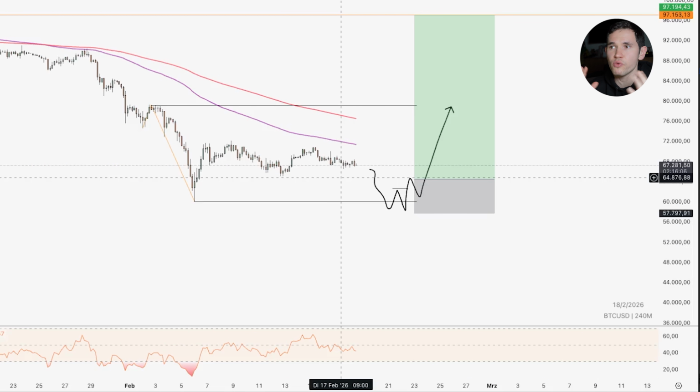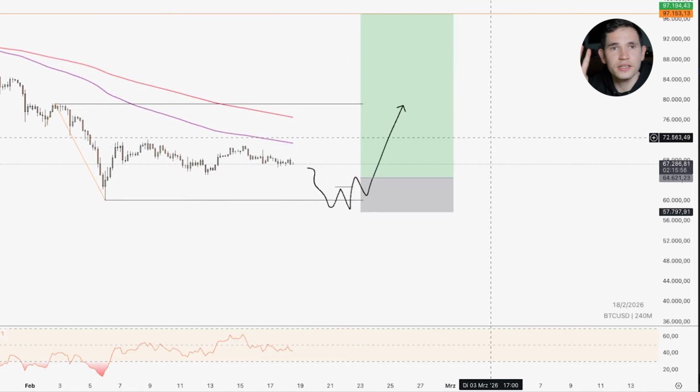We always have scenarios. We react to the market. We don't look into the future what will happen. We just react to what the chart gives us guys. So those are my two trading scenarios for Bitcoin.